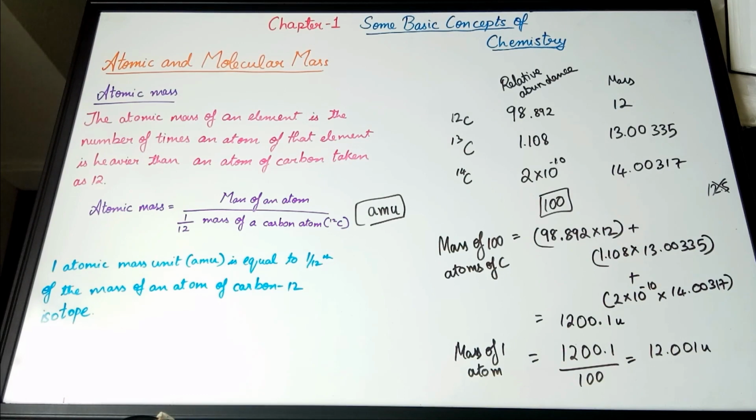Right. The atomic mass of an element is the average relative mass of its atoms as compared with an atom of carbon taken as 12.